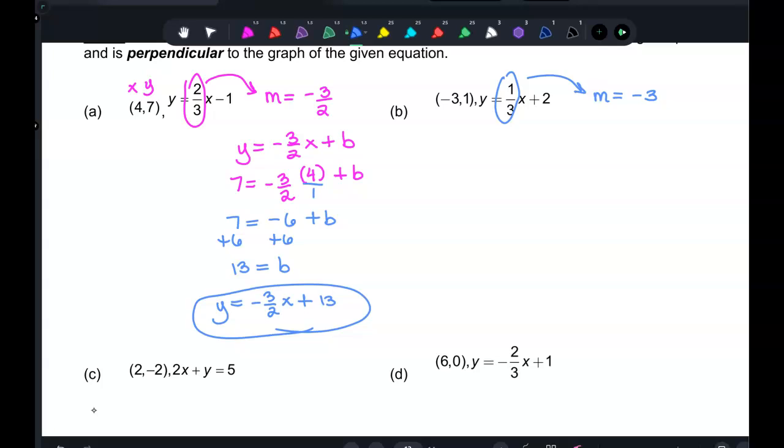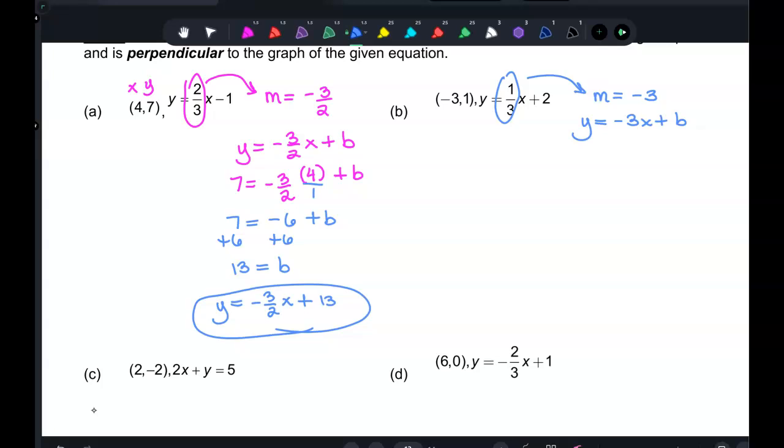Can we pay attention? So first thing, this is positive, so it becomes negative. And if we flip 1 over 3, it becomes 3 over 1. So my equation is going to be y equals negative 3x plus b.